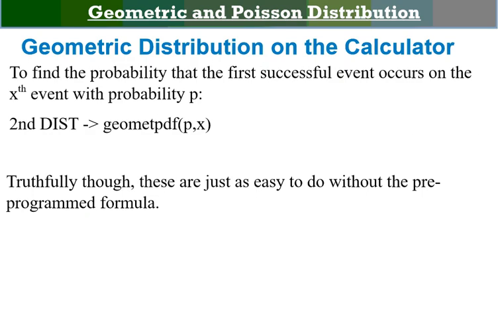To find the probability that the first successful event occurs on the xth event with probability P, this is built into the calculator, the geometric distribution calculation. You simply go to second, distribution, then you select geometric PDF. You have to first list the probability of success on any given trial, and X is the number of the trial on which you want the first success. But honestly, these are just as easy to do without the pre-programmed formula, as we'll see.